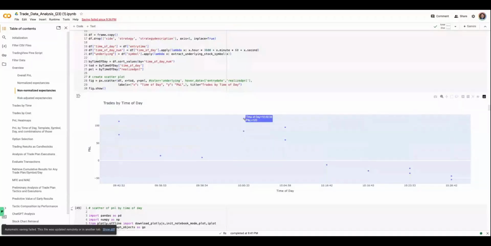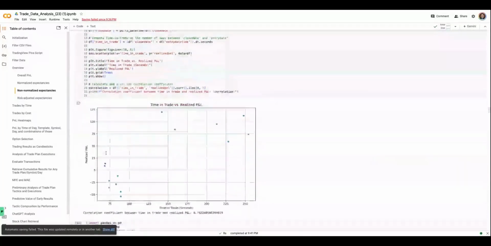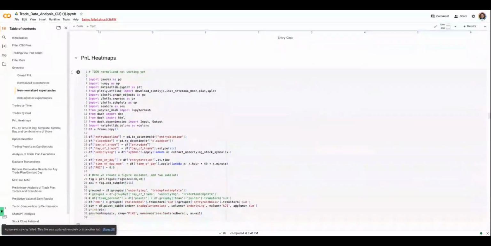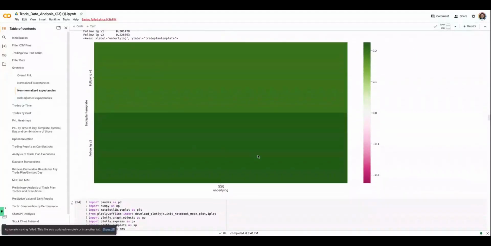But then the next two that entered shortly after the JOLTS report at 10:00:33 made 120 and 84. And then, we had a couple more winners, and then the rest were losers. I'm just zipping through the things that are not really of interest.